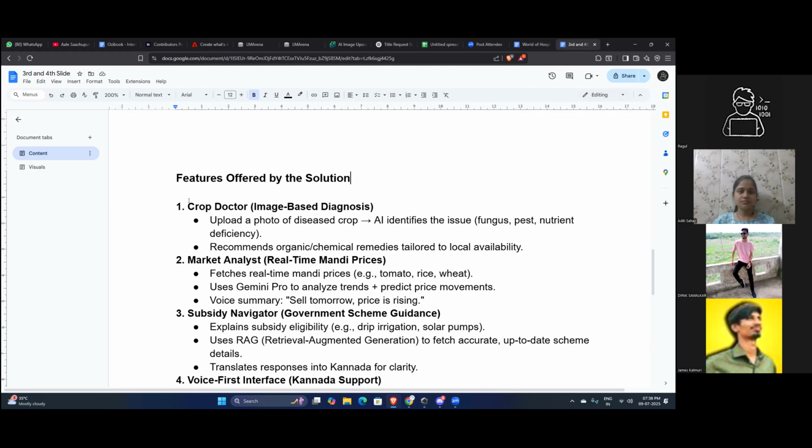So the first feature is Crop Doctor, as I said before. It will do the diagnosis based on the image. First we need to upload a photo of the diseased crop. It will identify the issue, whether it is a fungal problem, a pest, or a nutrient deficiency, and it will recommend organic or chemical remedies tailored to local availability.